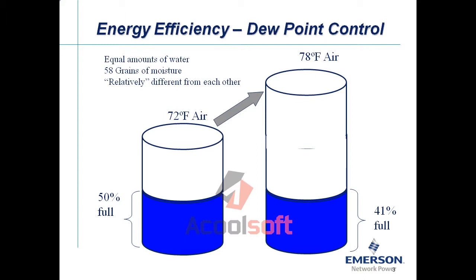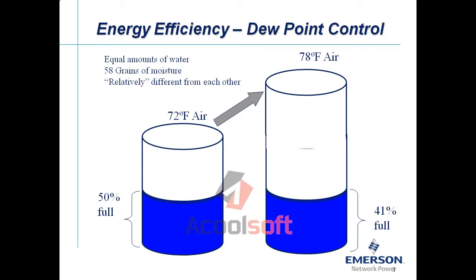So given two cylinders or glasses, if you take this back to 8th grade science, the one on the left is where you actually want to be. Let's say we have a 72 degree air set point. So at 72 degrees, I want to maintain a 50% relative humidity. And what that actually means is I'm 50% relative to that dry bulb, or that 72 degrees.